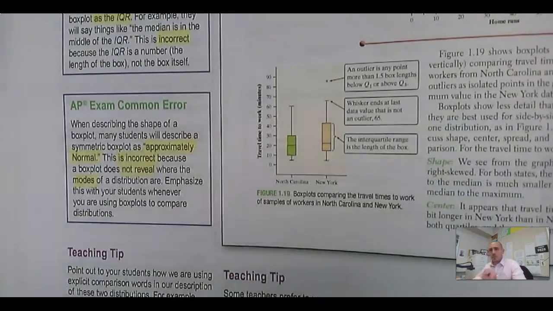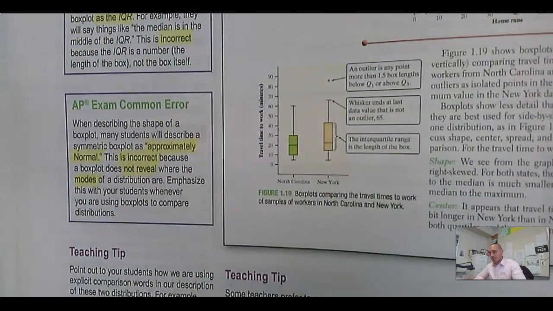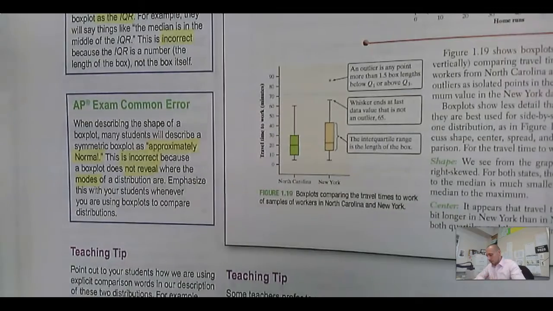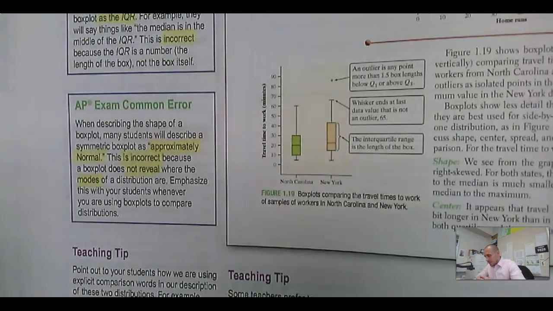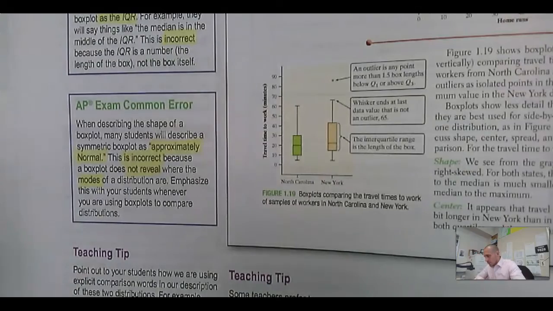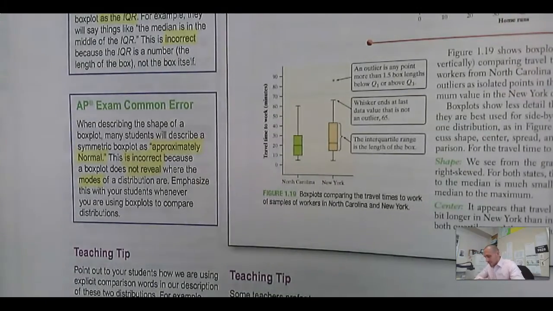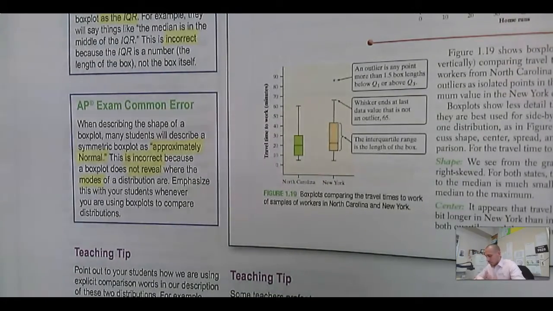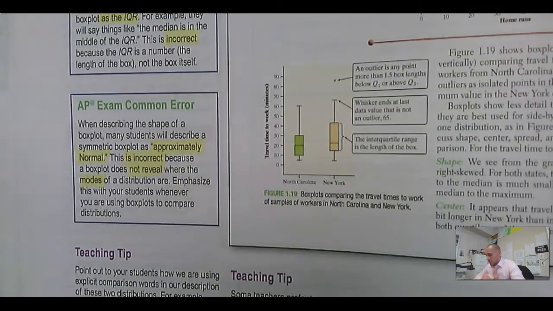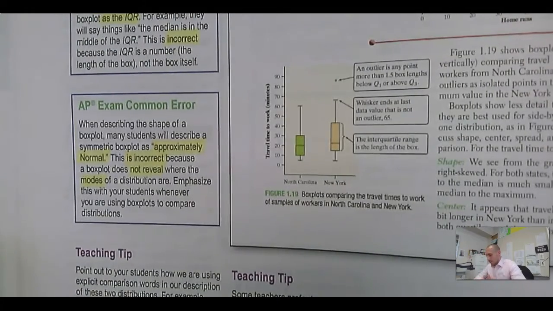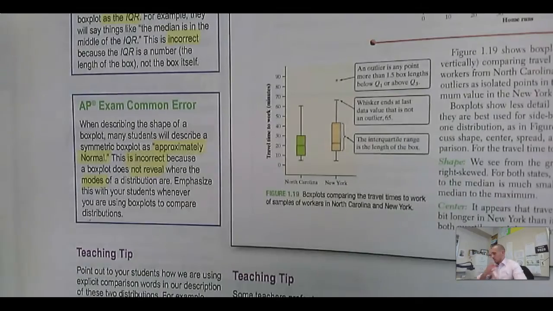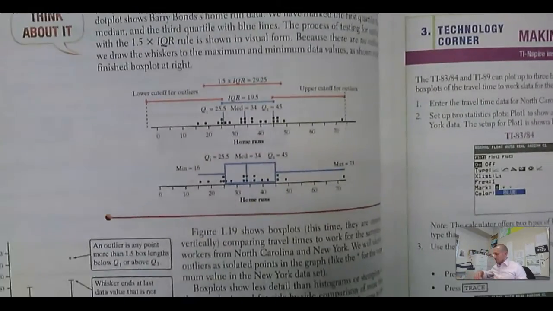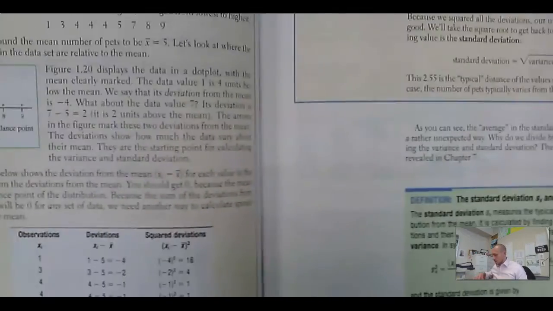One thing to be really, really careful with when you're talking about box plots and their shape: we can tell if it's roughly symmetric, but we cannot say it's approximately normal. We can't say if it's unimodal or bimodal. So when you're talking about a box plot, never talk about it being approximately normal or anything about the mode. That's what that's saying here. How to do box plots on the calculator, that's important. Make sure you know how to do that.